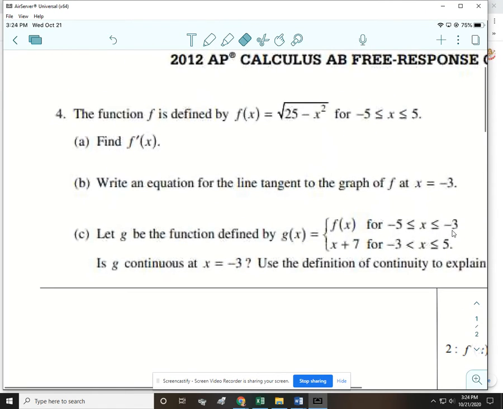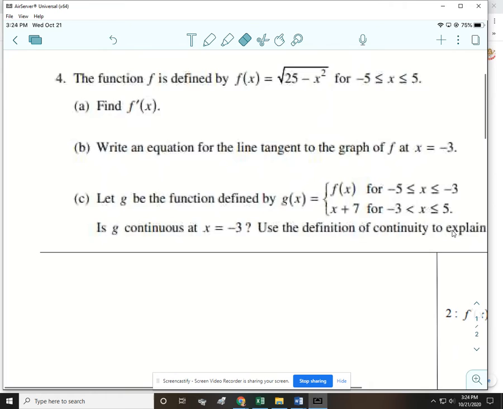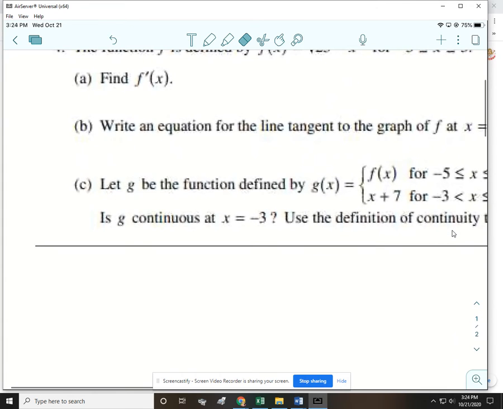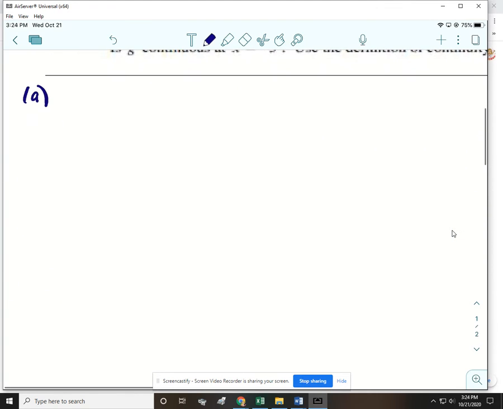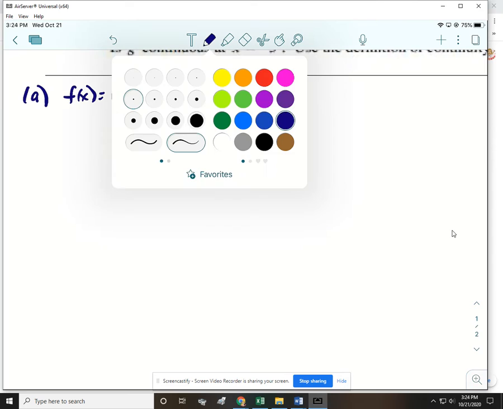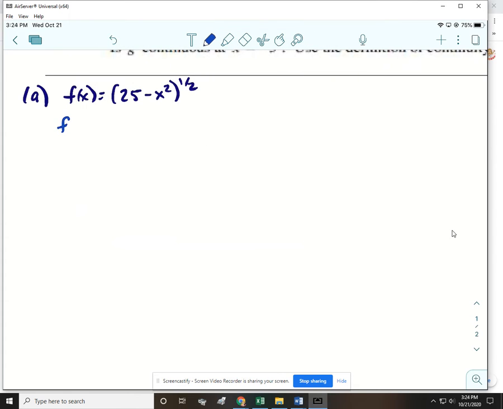Okay, so for the A part, we're just going to find f prime of x. We would start by rewriting the square root using the power of 1/2. All right, and then we're going to have to do the chain rule / power rule.